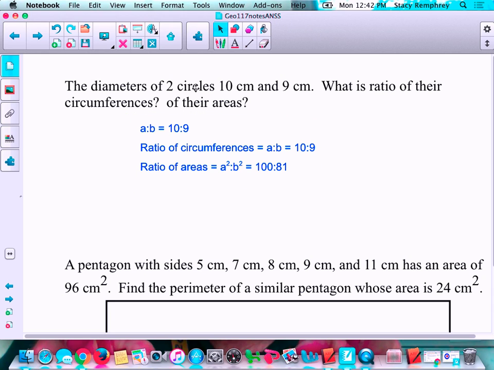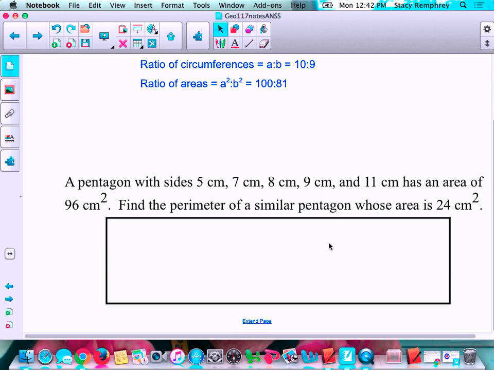Okay, for this one, the diameters are in a ratio of 10 to 9, so that's their scale factor. The ratio of the circumferences is going to be the same as that, 10 to 9, kind of like perimeters. And the ratio of the areas is going to be squaring the scale factor, so 10 squared to 9 squared.